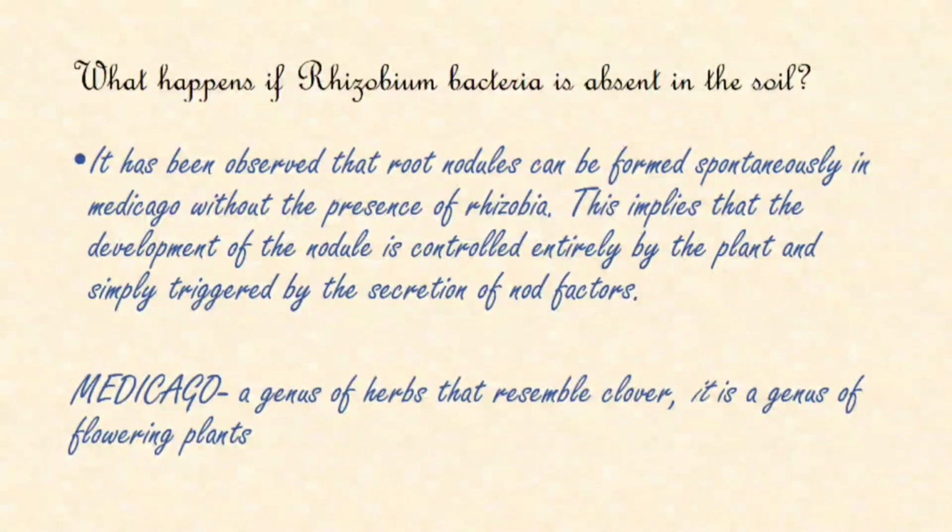This implies that the development of the nodule is controlled entirely by the plant and simply triggered by the secretion of nod factors. So this nodule formation is not due to the Rhizobium, but is totally controlled by the plants and a few nod factors. And we have seen a word like Medicago. Here is the meaning: it is a genus of herbs that resemble clover. It is a genus of flowering plants.